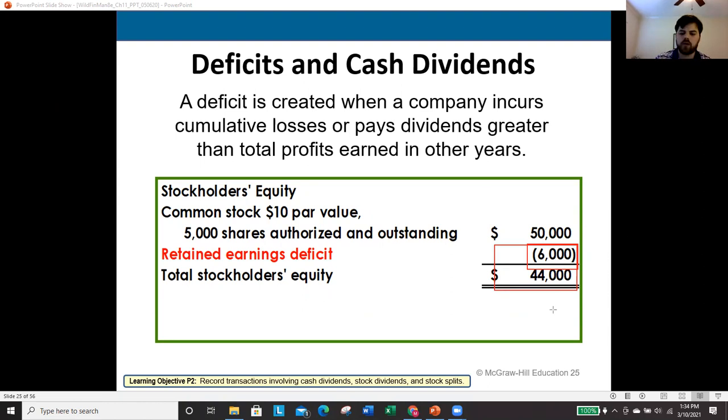This is what we talked about earlier. Most of your debt covenants forbid this. Most of your bond covenants forbid this. Most governmental regulations forbid this. And so this is incredibly uncommon. But if it does happen, that is what we would see on the face of my financial statements.